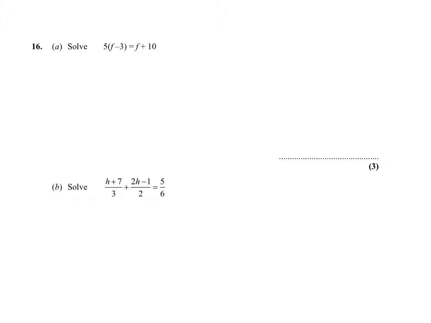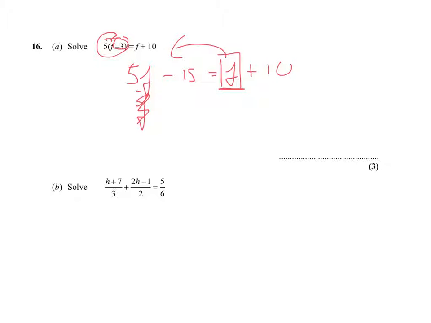Question 16, we've got an equation with some brackets in it, so we'll expand the brackets. 5 times f is 5f, 5 times minus 3 is minus 15, equals f plus 10. Make sure we've got that line and we've got the mark so far. We need to get the f's on the same side, so if I get this f here, this is a positive f. When I move it over the equal sign, it becomes minus f, so that's 5f, take away f, that's 4f, minus 15 equals 10.